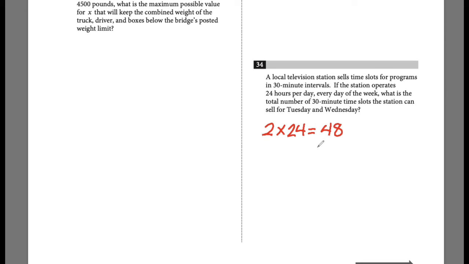Between Tuesday and Wednesday, that's 2 days. 48 times 2 is going to be 96. So between Tuesday and Wednesday, there's a total of 96 30-minute time slots.